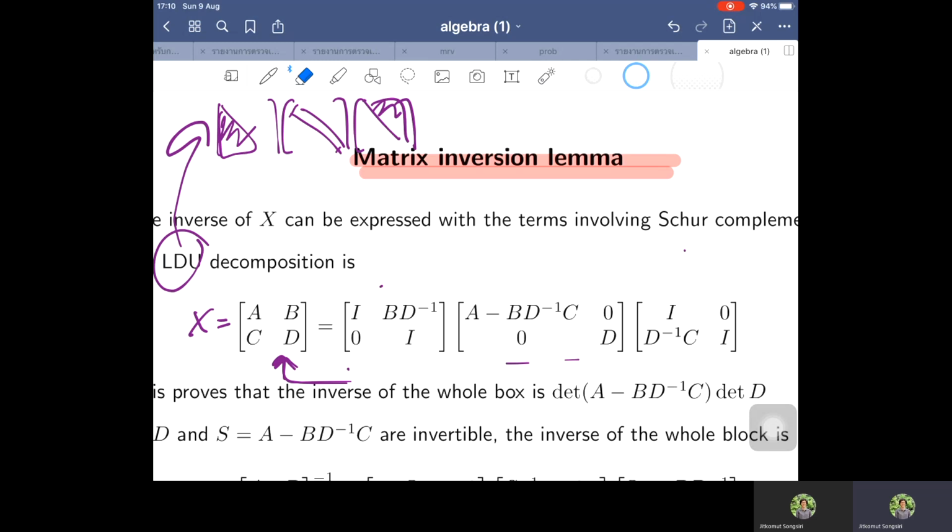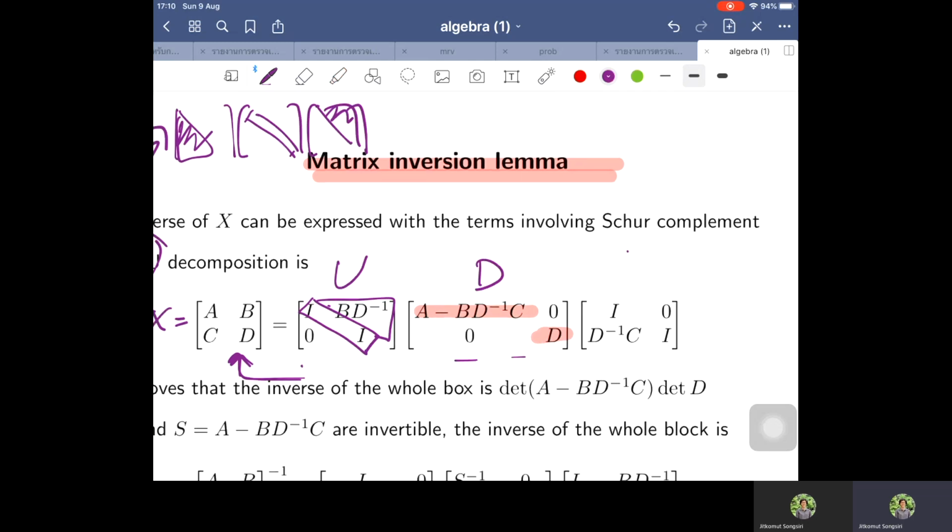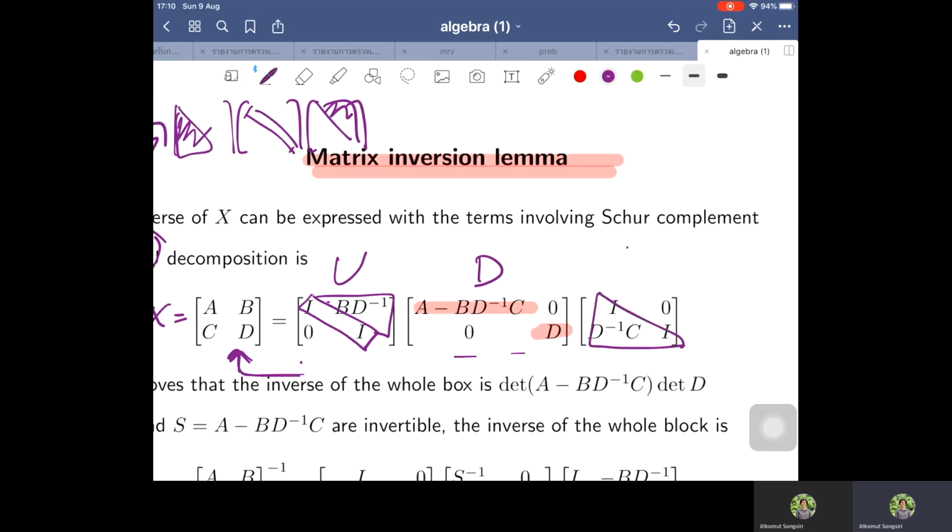So you see that this is identity, so this is U, upper. And this is, you have 0, 0, so you see that this is a block diagonal, so you call it D. And the matrix here has identity in the main diagonal block, so you represent it as a lower triangular matrix, L.